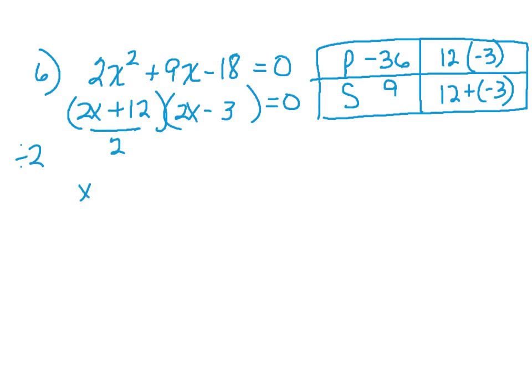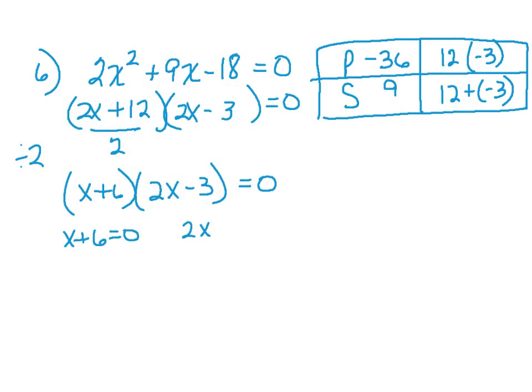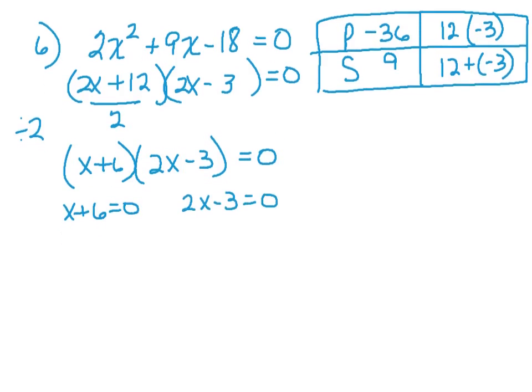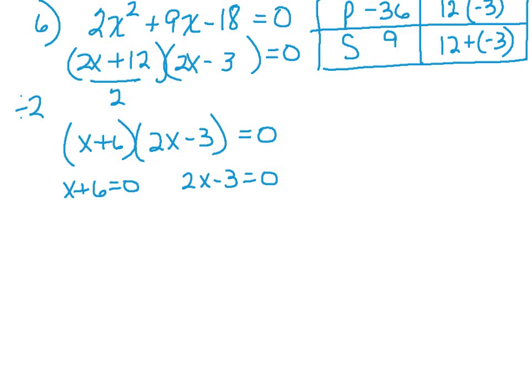We're left with x plus 6 times 2x minus 3 is equal to 0. And then we will solve for both roots. So we have x plus 6 equals 0, 2x minus 3 equals 0. So for x plus 6 equals 0, subtract 6 from both sides. X is equal to -6. On this other one, let's add 3 on both sides. Let's divide by 2 on both sides. So the two roots are -6 and 3/2.